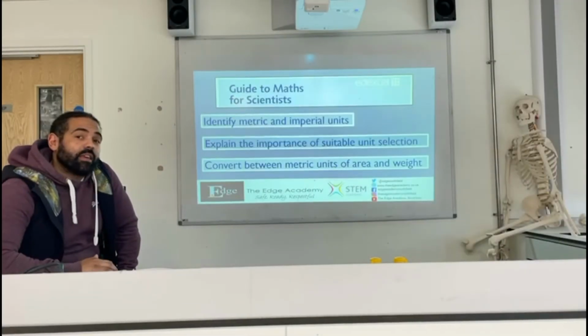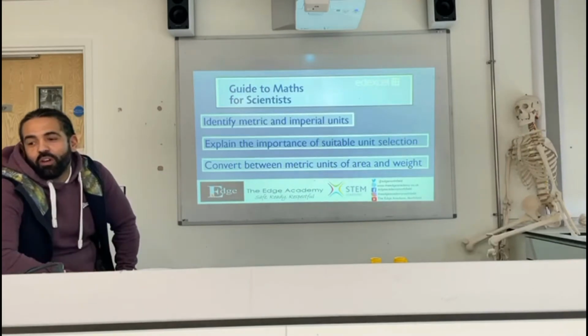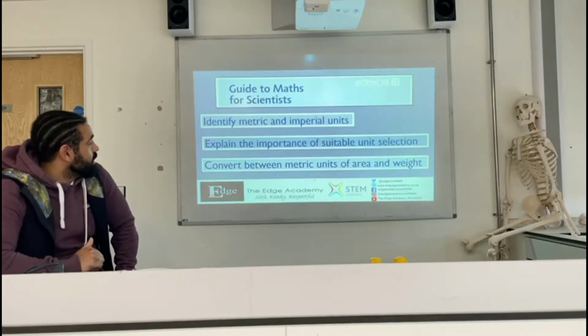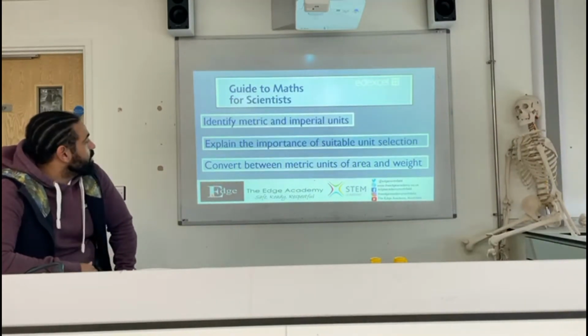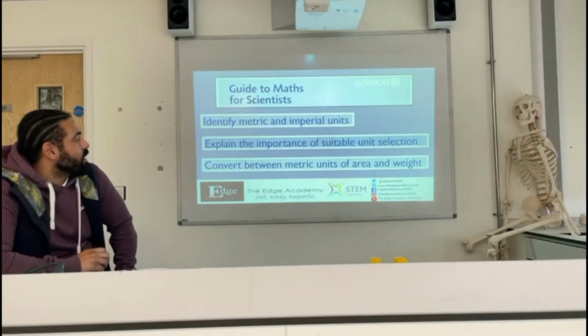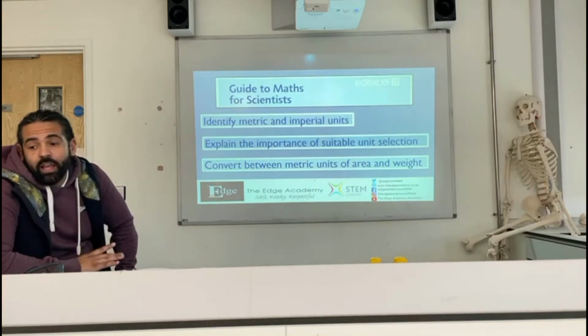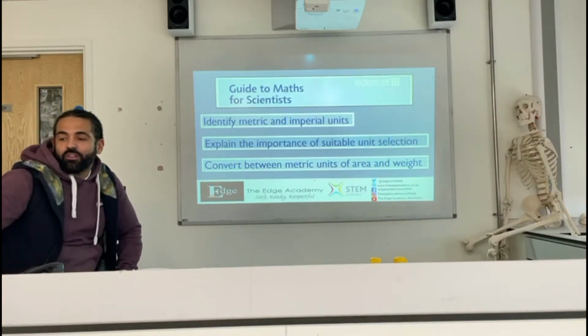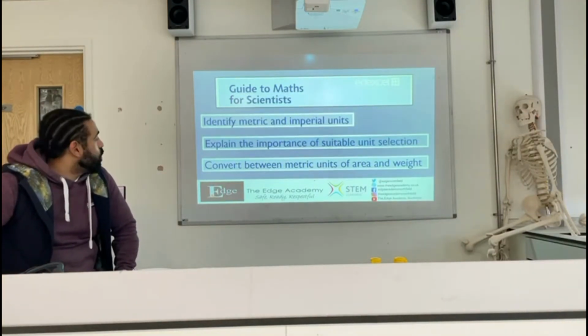Hi guys, this is the KS3 science video and we are doing a guide to maths for scientists. So we've got 3 learning objectives. We're going to identify metric and imperial units. Then we're going to explain the importance of suitable unit selection. And finally we're going to convert between metric units of area and weight.